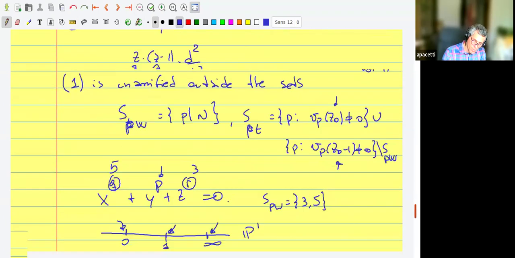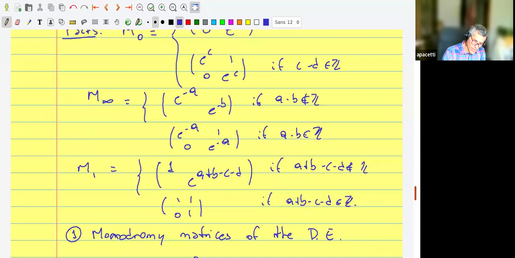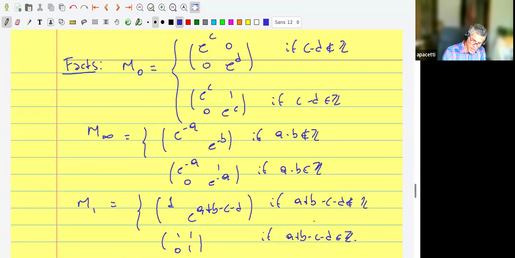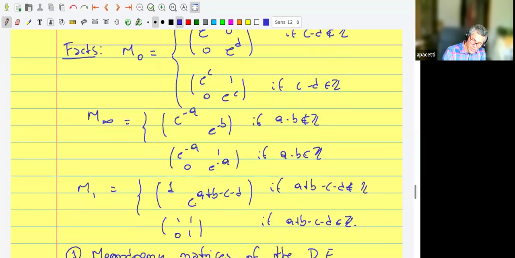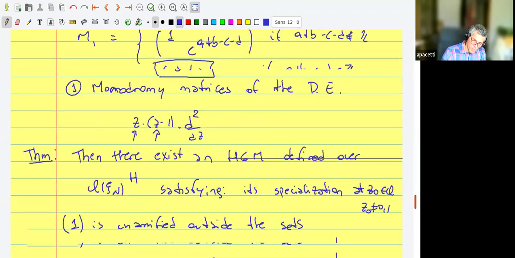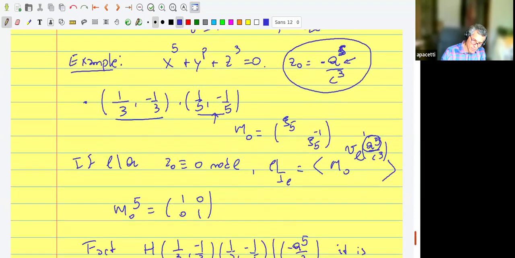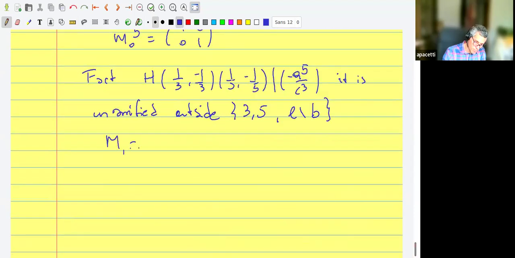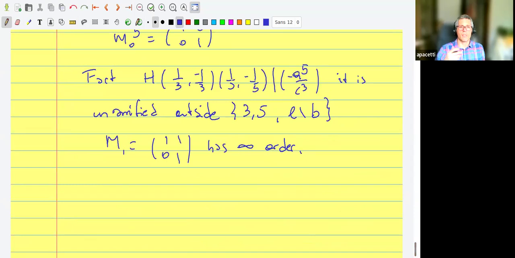And so in this case, our matrix at infinity, the matrix M1, gives you a matrix of infinite order. So what happens is, in this case, the problem is that M1 is the matrix 1, 1, 0, 1, which has infinite order. And exactly this matrix is the multiplicative reduction case of an elliptic curve. So this matrix has infinite order, that's okay.